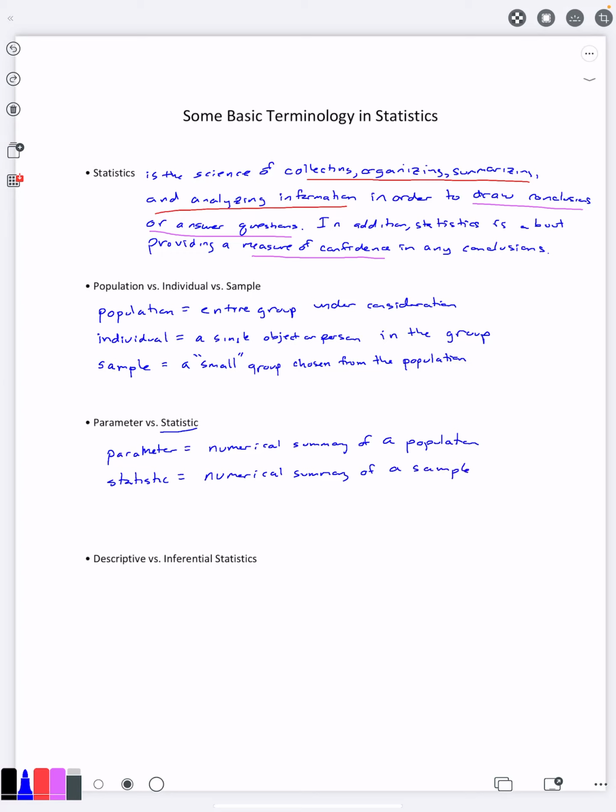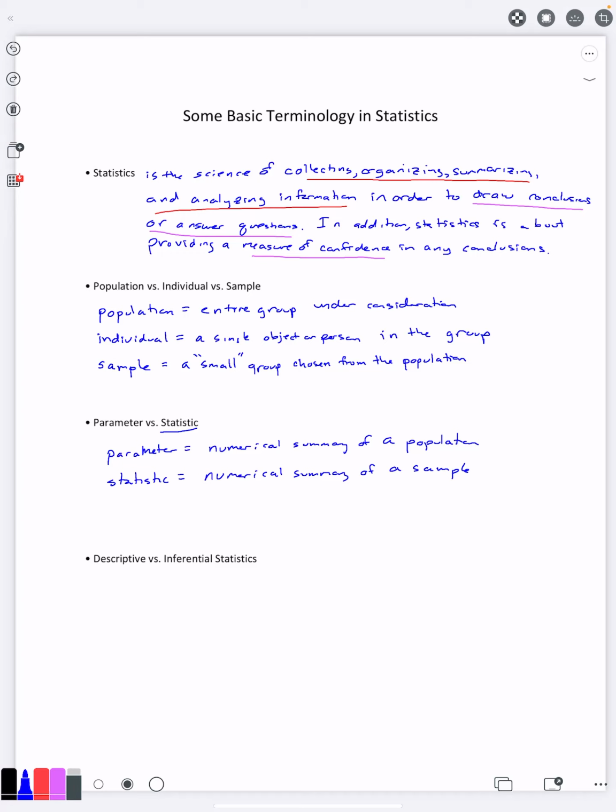So let's say we want to talk about the average height of adult males in the United States. If I could take the data of every adult male in the US, the whole population of them, and calculate the average height of them, which is a way of summarizing all those numbers, a numerical summary, then the answer we get would be called a parameter because it's based off of the population.